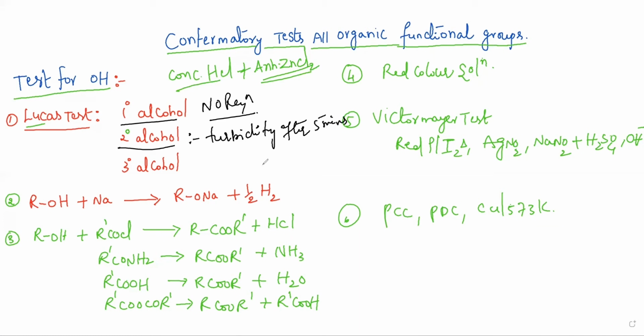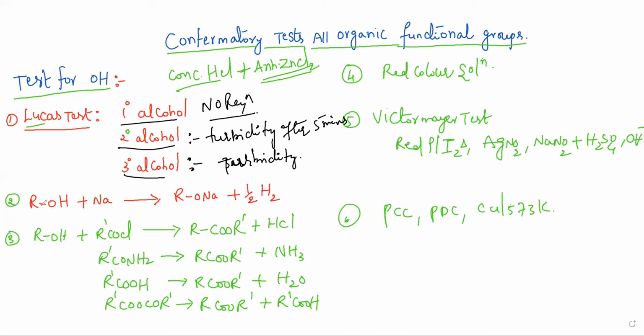Next, tertiary alcohols give turbidity immediately. Turbidity here means precipitate. So turbidity is formed immediately with tertiary alcohols. Lucas reagent is more reactive towards tertiary alcohols since a tertiary carbocation is formed as an intermediate.